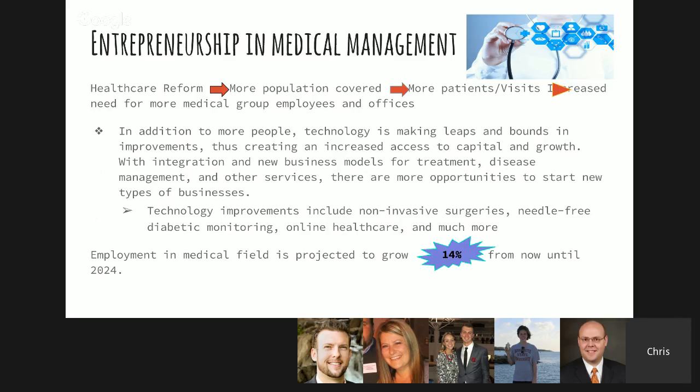Job growth is projected to, it's actually growing faster in the healthcare services because of the growing population and the aging population. Next slide.